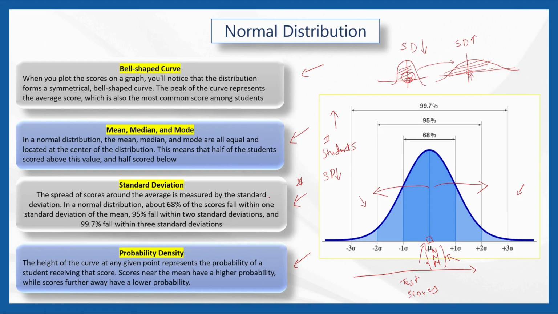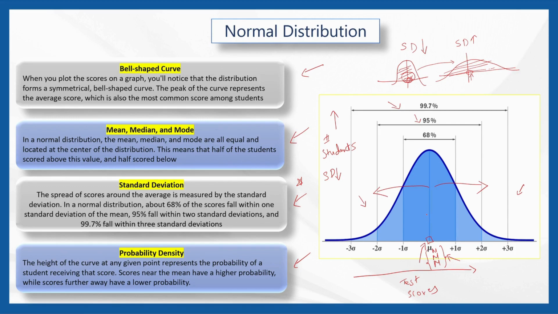So the characteristics of normal distribution with respect to standard deviation says that in a normal distribution, about 68% of the scores fall within one standard deviation of the mean, 95% fall within two standard deviations of the mean, and 99.7% fall within 3 standard deviations of the mean.